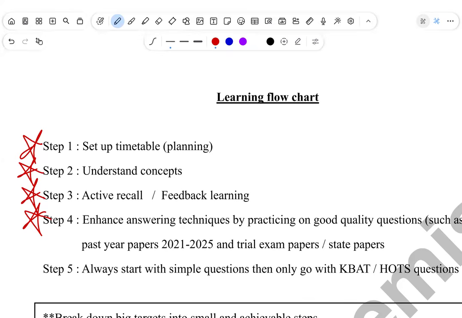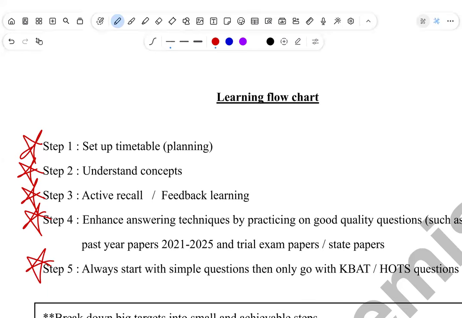And always start from simple questions, then only go to the harder ones. Because we are human, we give up easily and lose momentum easily. So if you directly start with hard questions, you will demotivate yourself. Once you can do the first question, you will have the momentum to try the second one. When you can do the second one, you will try the third one, and so on. So always start from simple questions first.